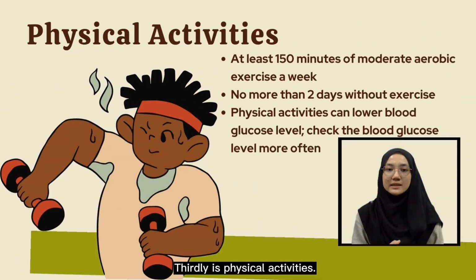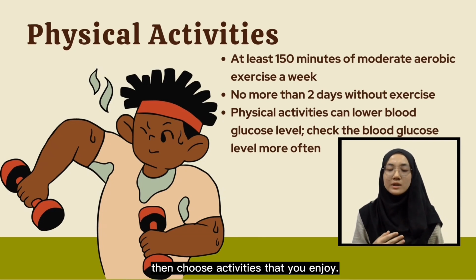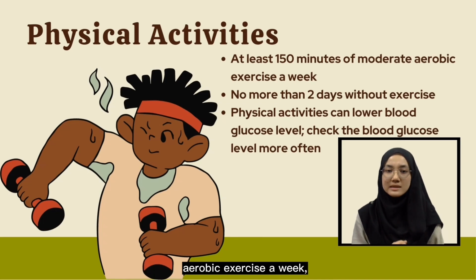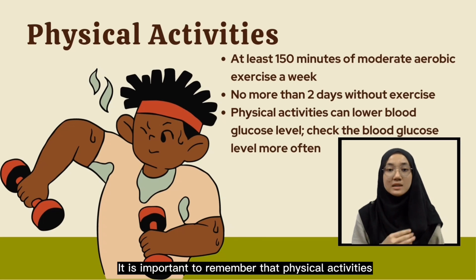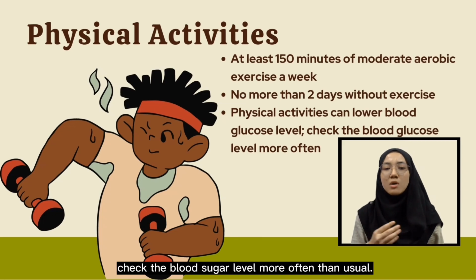Thirdly is physical activities. The initial step is to get your physician's green light to exercise, then choose activities that you enjoy. At least try to do 150 minutes of moderate aerobic exercise a week and no more than 2 days without any exercise. It is important to remember that physical activities can lower your blood sugar. Therefore, check the blood sugar level more often than usual.